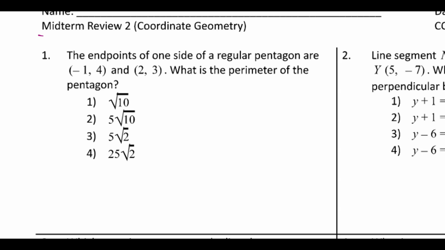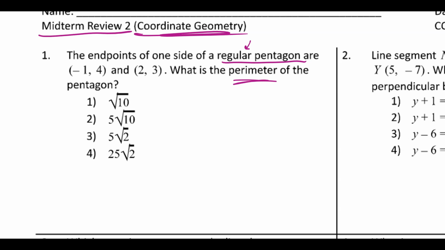In this video, I'm going to go through review 2, everything about coordinate geometry. So for number 1, the endpoints of one side of a regular pentagon are -1, 4 and 2, 3. What is the perimeter of the pentagon?